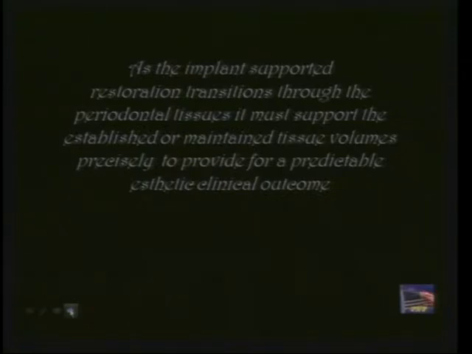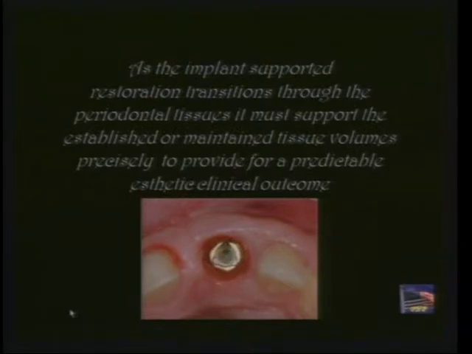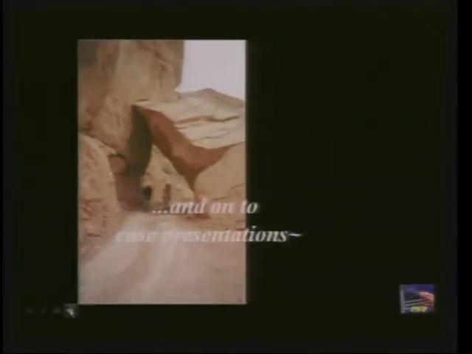As the implant-supported restoration transitions through periodontal tissues, it must support the tissues that we have established with augmentation procedures, both hard and soft tissues, or maintain tissue volumes that we've preserved through our atraumatic surgical procedures. These maintained tissue volumes must be supported precisely to provide for a predictable aesthetic outcome in cases like this, where we've not just rebuilt enough bone for implant placement, but we've recouped soft tissue contours, and we'll look at that case in just a bit.